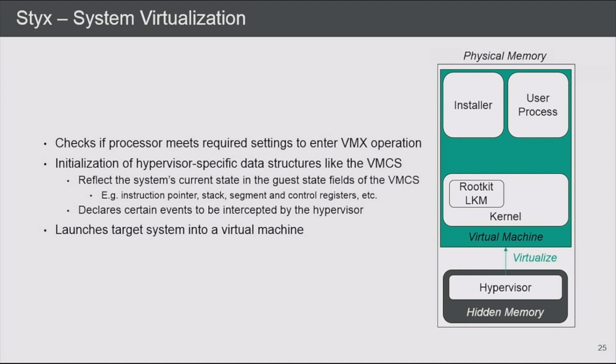And in order to virtualize an already running system, we need to reflect the system's current execution state in the appropriate guest state fields of the VMCS. So we, for example, need to mirror the current instruction pointers, stack, as well as segment or control registers. Furthermore, the VMCS can be used to declare certain events that can be or should be intercepted by the hypervisor during runtime. And finally, we can launch our system into a hardware-based virtual machine.